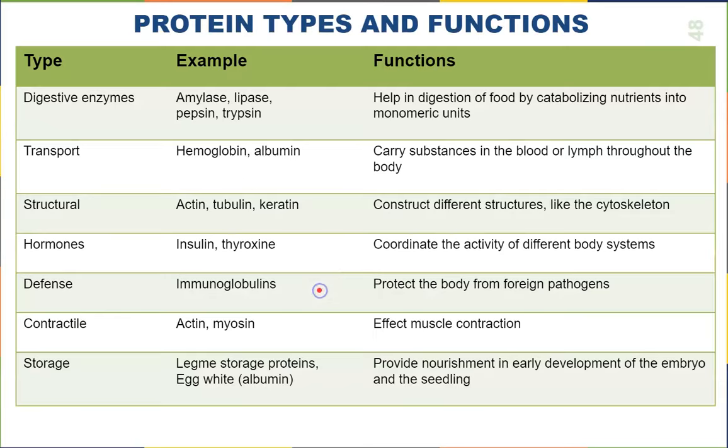So here is a list of protein types and functions. This is straight out of your textbook. So you can see here's some digestive enzymes that we've talked about before. So that helps break down food, and it also could help build other enzymes. Let's see, storage proteins provide nourishment of like an embryo or seedling, defense and all that.